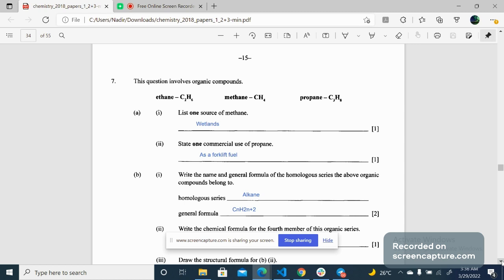Ethane, methane, and propane all belong to the same homologous series, referred to as alkane. A homologous series is a series in which we have a specific increment in the number of carbon and hydrogen atoms as we move along the series in the forward direction. The first member of this series is methane, which has one carbon and four hydrogen atoms.